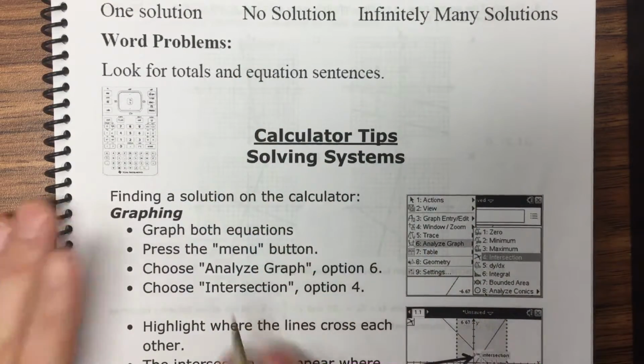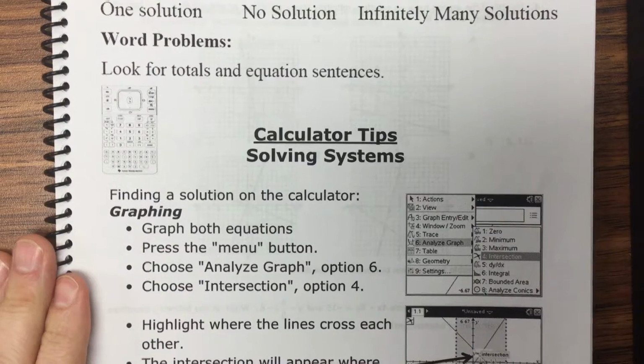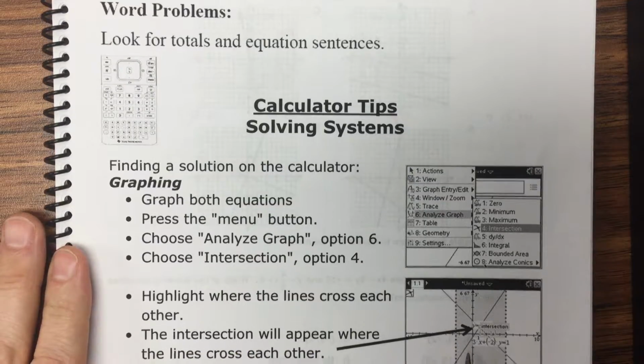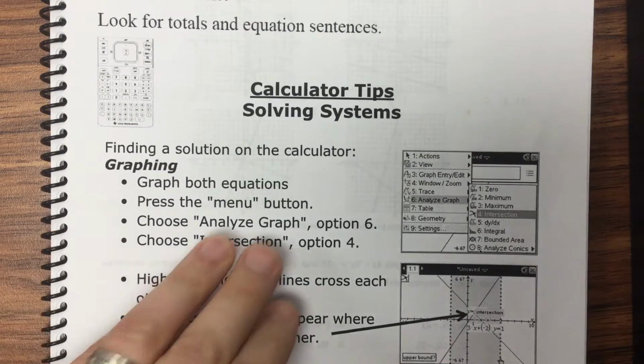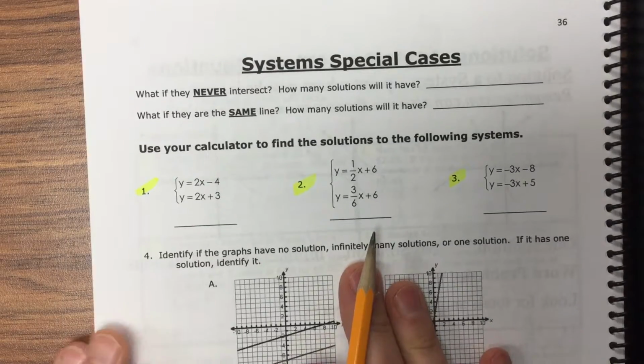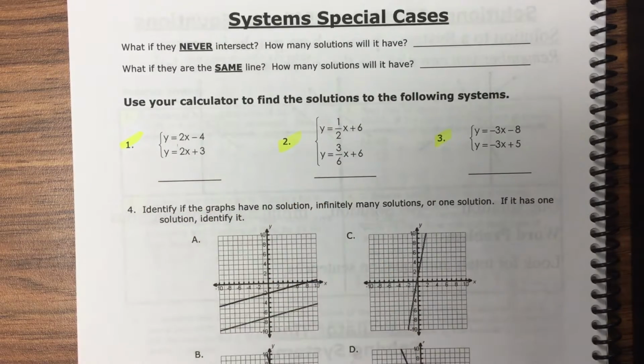This is one way to solve and get the one solution by graphing in the calculator. I'm going to show you that in just a second, and I'm also going to show you another way by doing the equations in the calculator. Let's go to page 36. We're going to do three examples here. Okay, so we're going to use the calculator to get the solutions to these.